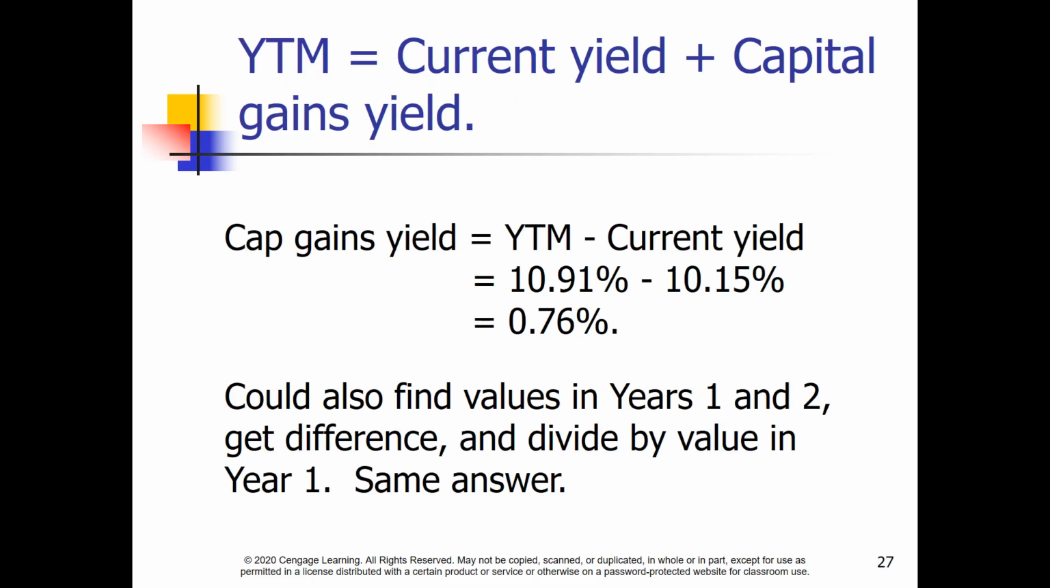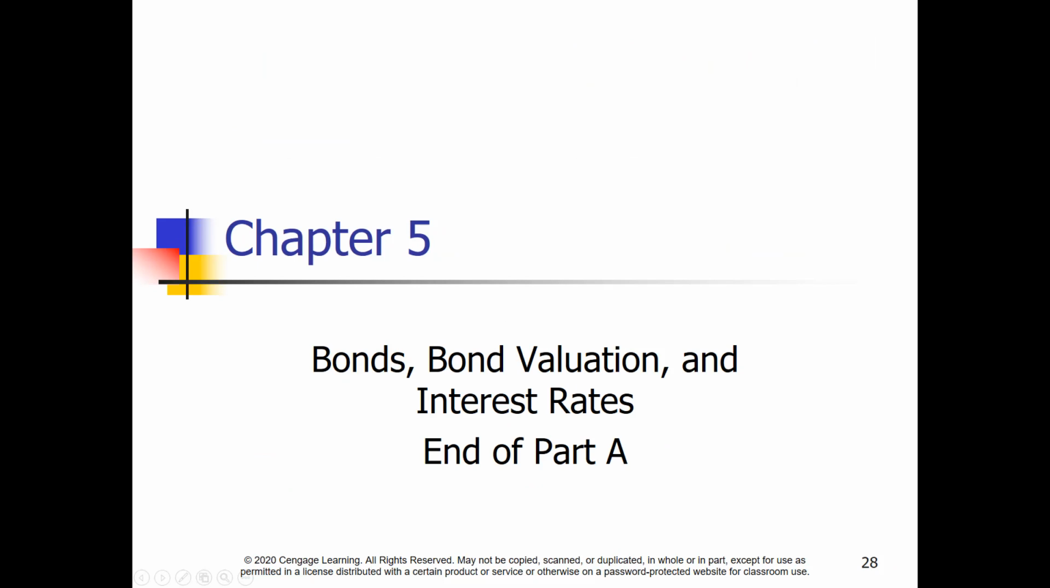As the slide says, you could simply find the value of the bond in years 1 and 2 and compute the percent change. This ends Part A of Chapter 5. Part B will expand our coverage of bonds to include valuing semi-annual bonds and assessing bond risk.